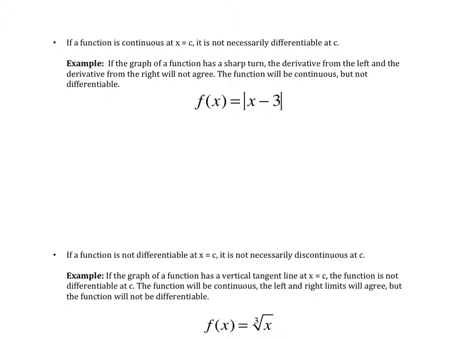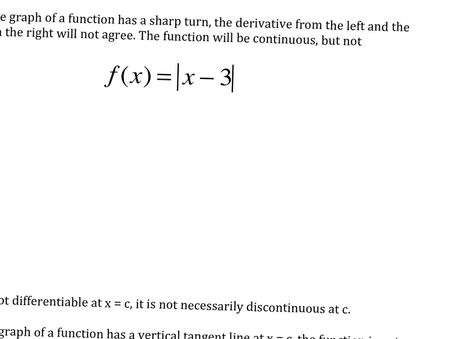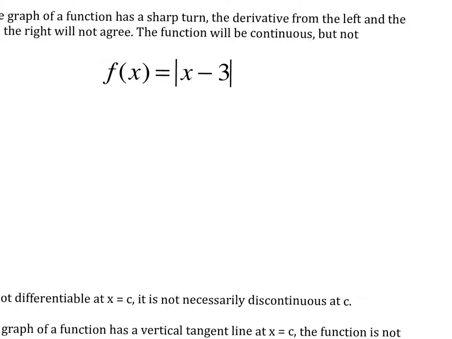Okay, next scenario is that if a function is continuous at x equals c, that doesn't necessarily mean that it's differentiable at c. As an example, if the graph of a function has a sharp turn, the derivative from the left and the derivative from the right will not agree, but the function will still be continuous, just not differentiable. To start off, it's kind of difficult to work with absolute value equations, so I'm going to break that up into a piecewise function.